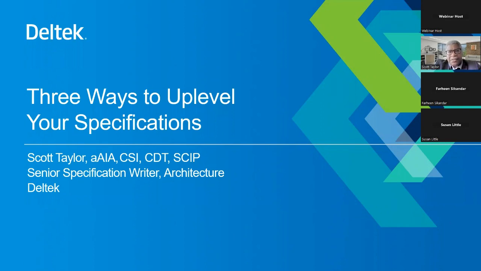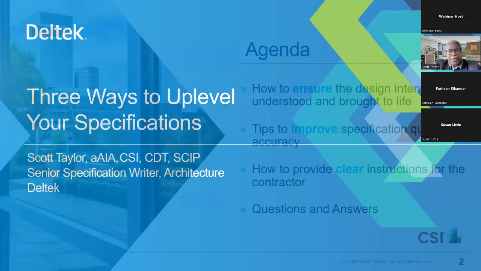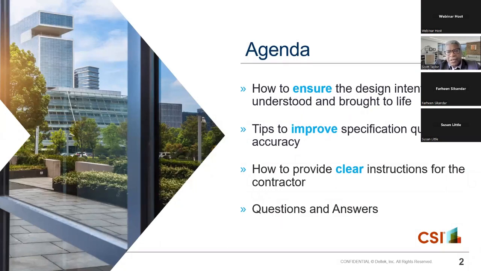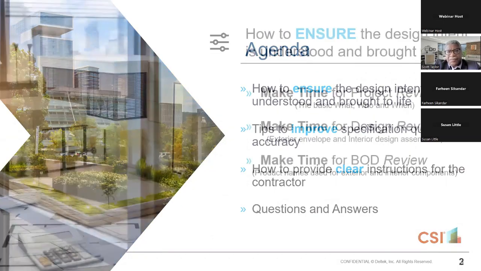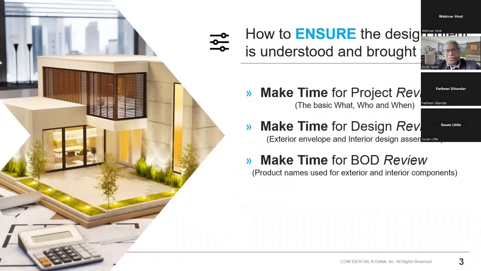So knowing this, how does this thread our agenda today? We're going to be talking about words such as ensure, improve, and clear, because all these things are what can help us up level our specifications and drawings. So let's not forget that as well. So really, how can we ensure the design intent is understood when it comes to the design being brought to life with the specifications and drawings? Well, here's something to consider.